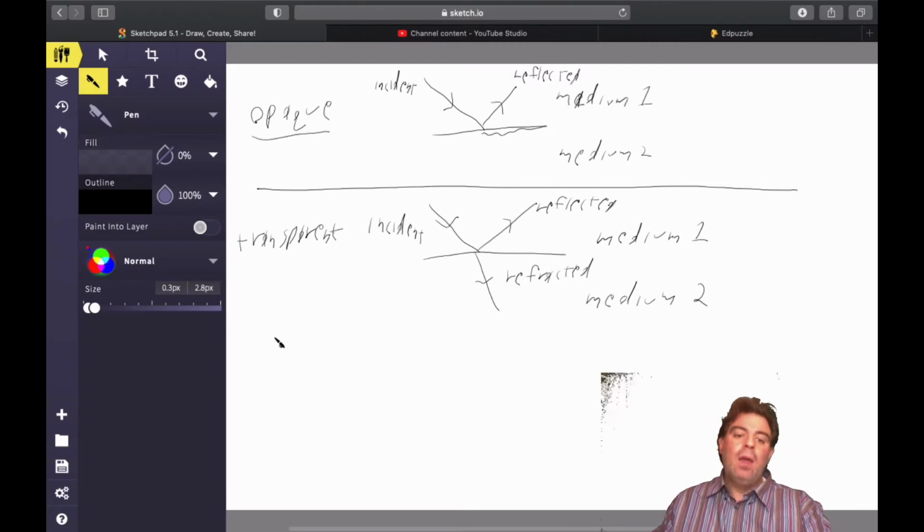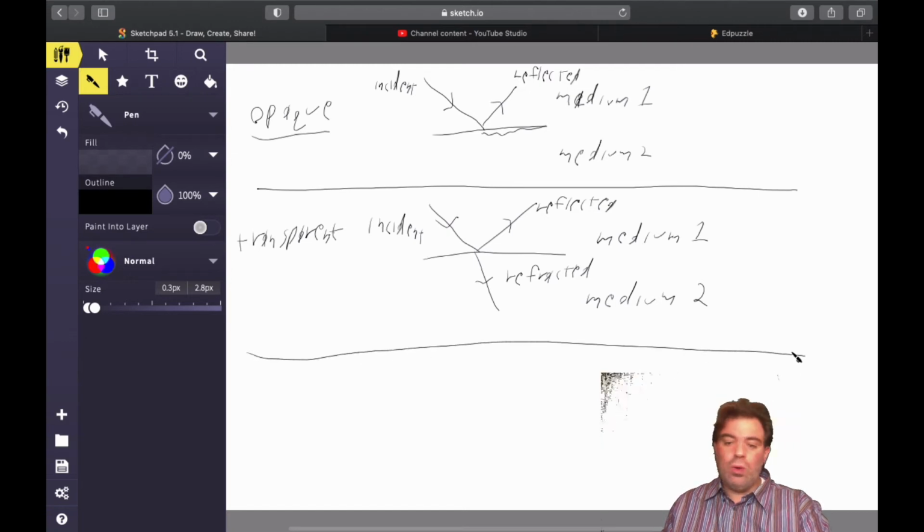So now let's talk about the law of reflection. We have the boundary, we have medium one, and we have medium two, of which the mirror is made up. The angles are always given with respect to what is called the normal. The normal is an imaginary line that is always perpendicular to the boundary.